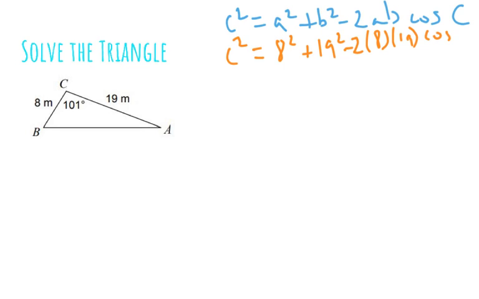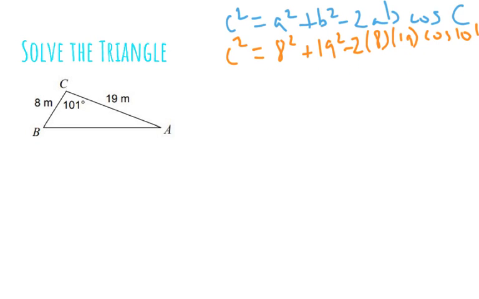times the cosine of my angle, right? Capital letters are angles. So angle C is 101 degrees, so the cosine of 101 degrees. Technically, I could put all of this into my calculator and figure out what C squared is, or we can go through and figure out what each one of these is.